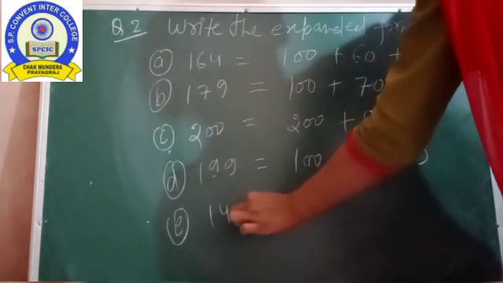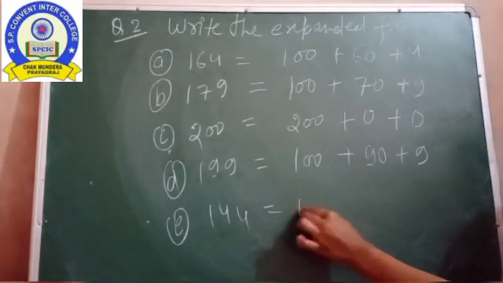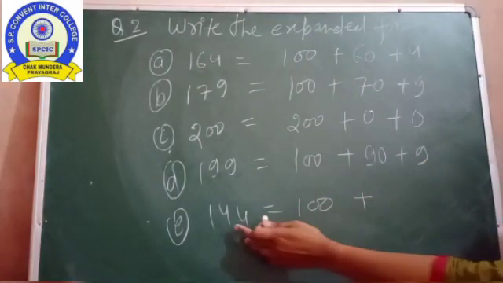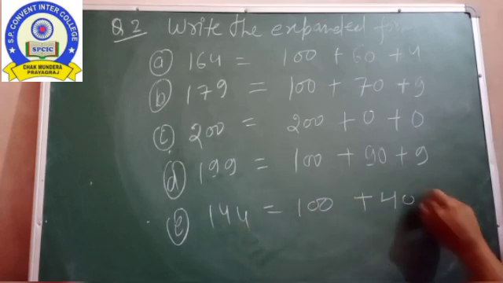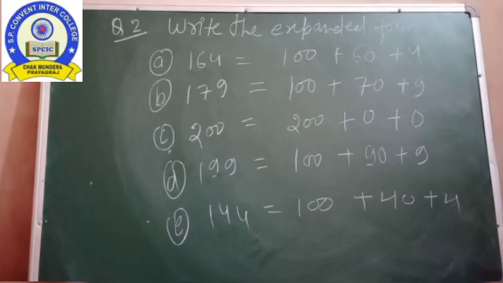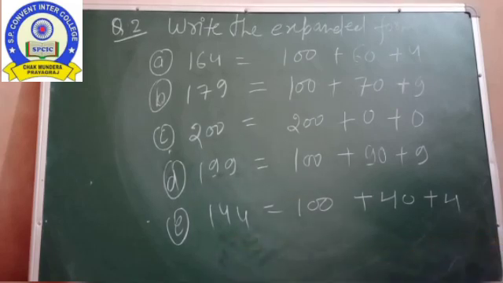1, 4, 4. Ones, tens, hundreds. 1 is in the hundreds place and 4 is in the tens place, it means 40. 4 is in the ones place, it means 4. This is your expanded form and this is your standard form. Now the next question, question number 3, write the numbers.